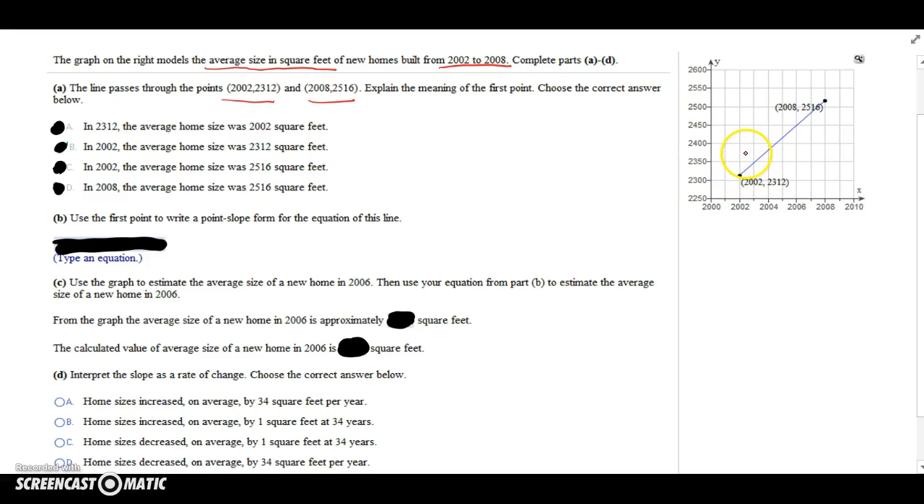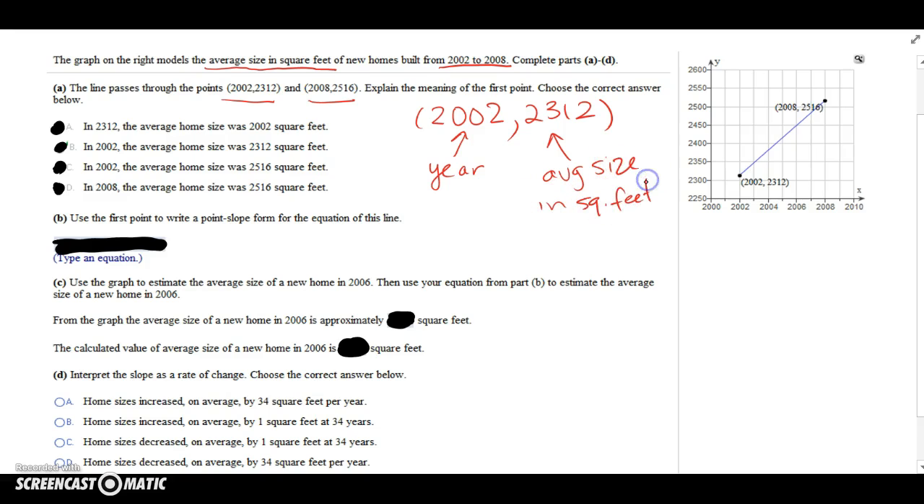So this is the first point that they want us to interpret. 2002 and 2312 is the y-coordinate. Well, they told us that it showed us the size of new homes during this year. So this is the year, and this describes the average size in square feet. So basically in 2002, the average size in square feet was 2312. Is that what that ordered pair is saying?